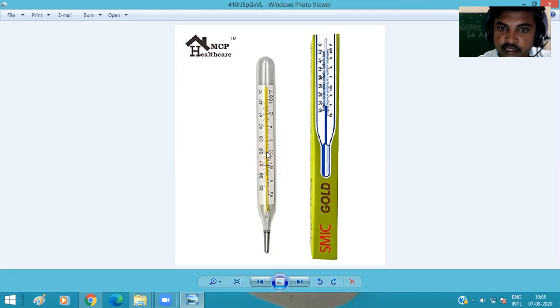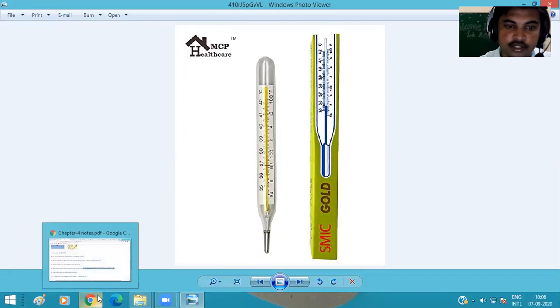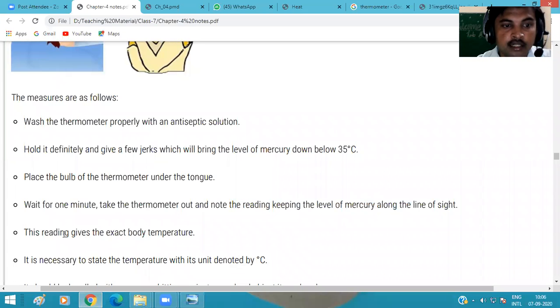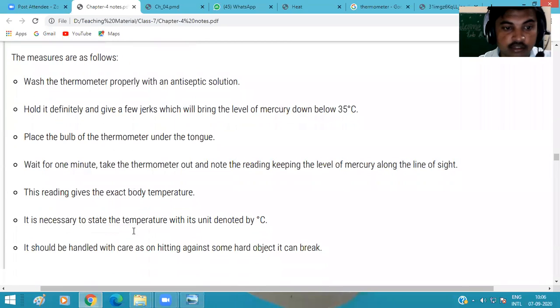Suppose the mercury increases and pauses here, it means the body temperature is 37. Or suppose it stops here, it means the temperature is 36. Or suppose it stops between 36 and 38, so the temperature is 36.5. Like this we can measure the temperature. This reading gives the exact body temperature.